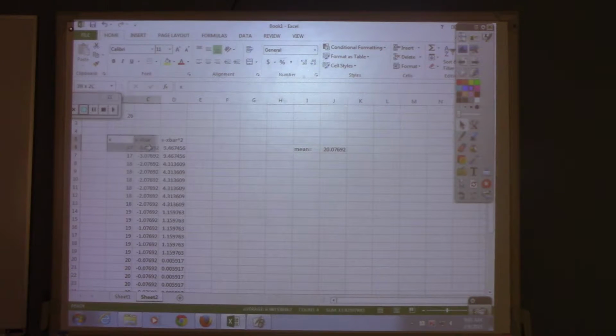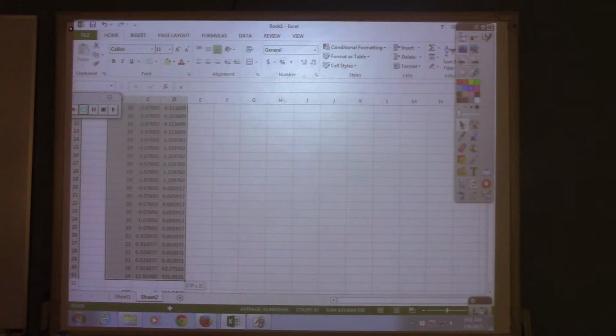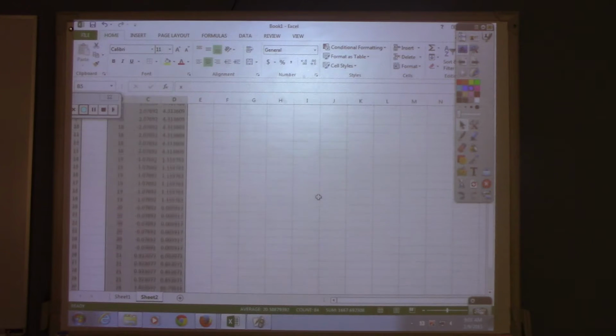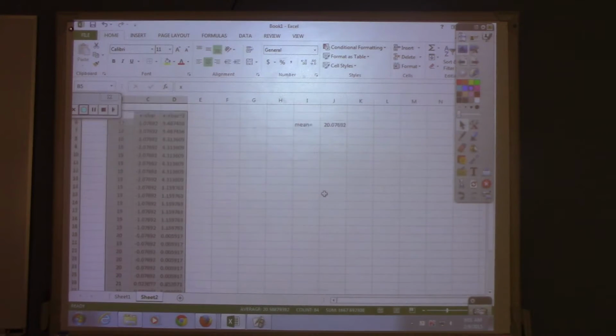All right, so let's go and put all that in the center because I don't like it being on the right side. Here we go. All right, so, oh yeah, we got to go do our other stuff. 26. Is 26 odd or even? That's even. So we got to find our two middle numbers. Half of 26 is 13. So that'd be number 13 and 14, would it not?